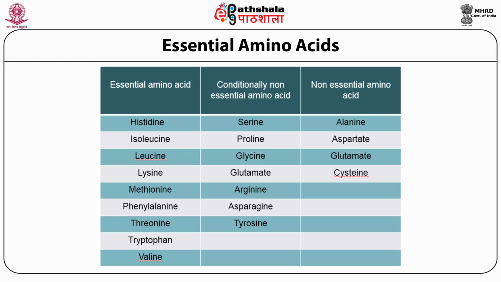If we see these essential amino acids, these include histidine, isoleucine, leucine, lysine, methionine, phenylalanine, threonine, tryptophan, etc. The conditionally non-essential amino acids include serine, proline, glycine, glutamate, arginine, asparagine, tyrosine, etc. And non-essential amino acids include alanine, aspartate, glutamate and cysteine.